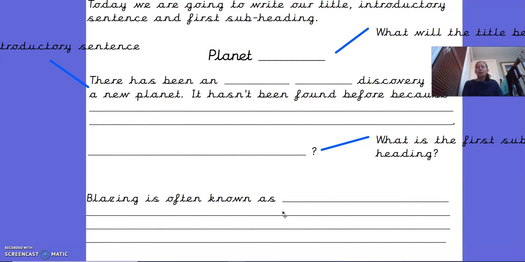So today you are just going to be writing your title, your introductory sentence, and your first subheading, which is what does it look like? That is as far as you're going today, because tomorrow we'll have a look at the next part. Can't wait to see how you get on.